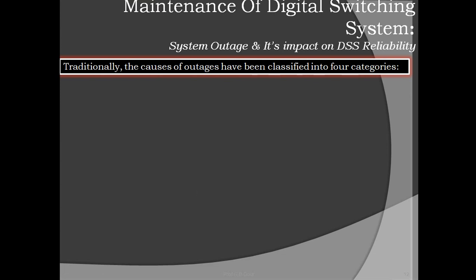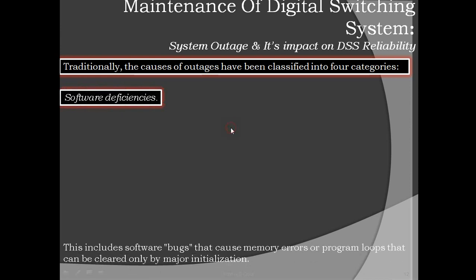So next we can see system outage and its impact on the DSS reliability. So this is, guys, another point after the interfaces to the particular DSS. Just now we discussed, the interfaces to the particular DSS are now over. Now this is the second important part. Sometimes we'll get it as a short note. System outage. Traditionally the causes of outages have been classified into 4 categories. Outage means out of date.